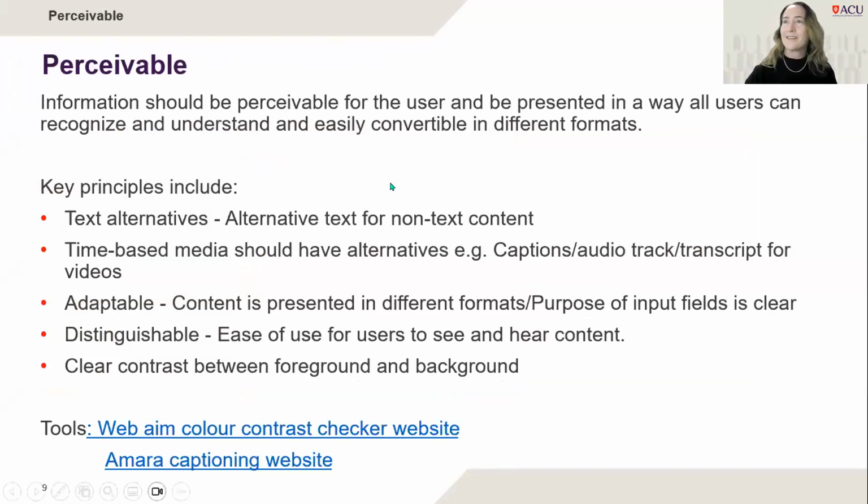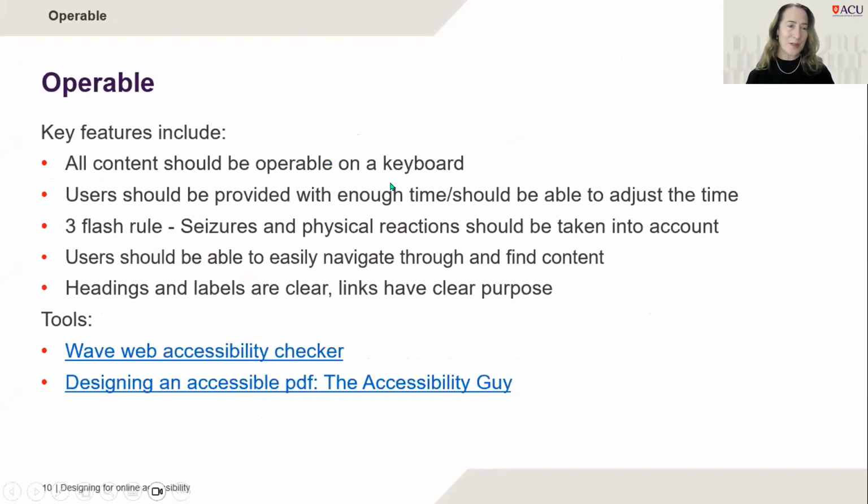All right. The second principle of WCAG is that it's operable. And I think Maria mentioned this yesterday as well. What operable means is all content should be operable on a keyboard, which means that you should be able to use, for example, the tab key to move across the screen in a logical order, so that you can access the test without a mouse.